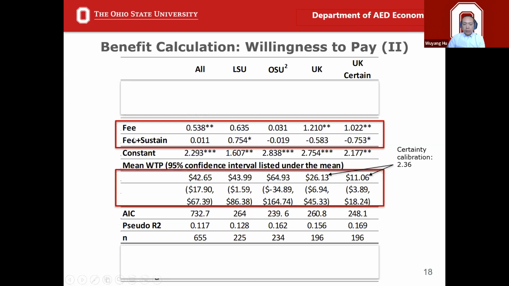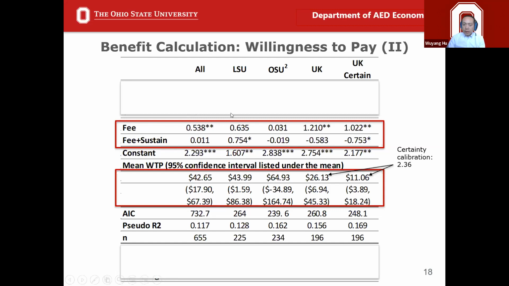Here, I do want to mention the first red box. As you can see, the rows are labeled as fee and the fee plus sustainability information. Those are our treatments, right? Most of the numbers are positive. These are compared to the control group, where we only tell people you're paying a fee, but we didn't tell people how much they're paying, including the sustainability fee.